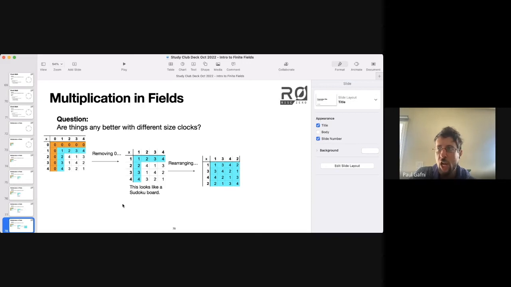If you look at the shape of an addition table, the diagonals line up in exactly the way they do here. This is not a coincidence. If I take any finite field and I remove the zeros, or take the multiplication table, I should say. If I take any multiplication table for a finite field and I remove the zeros, it's going to look like a Sudoku board. And if I can find the right way to rearrange the numbers on the top or on the edges, I can make it look like an addition table.